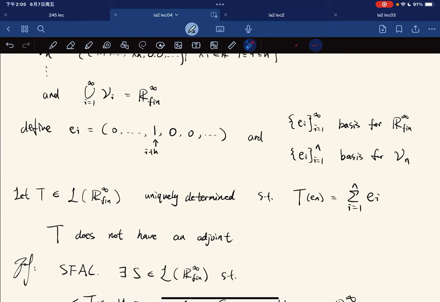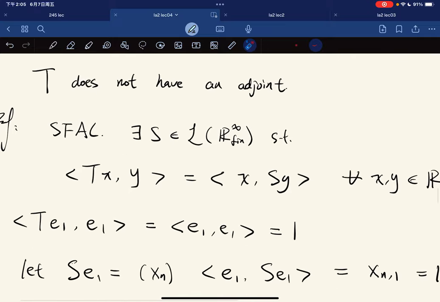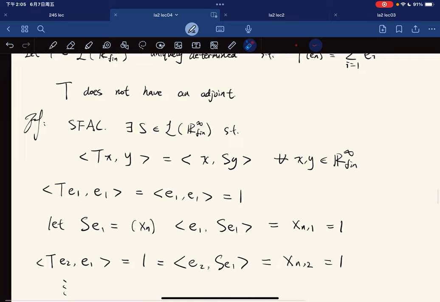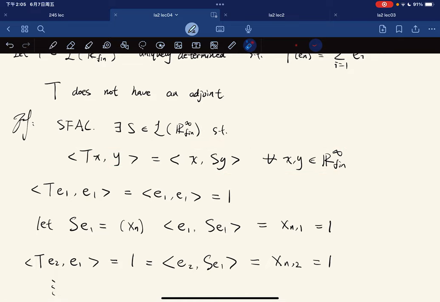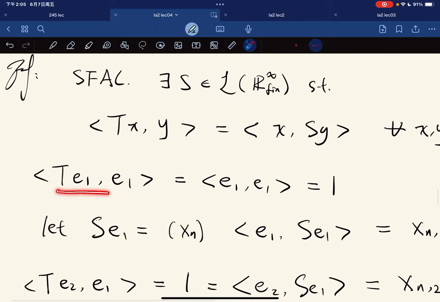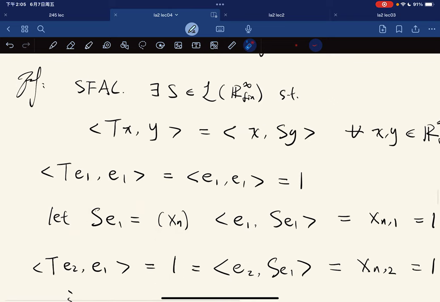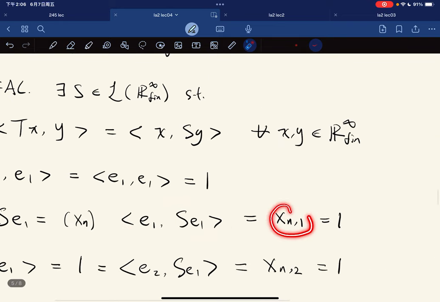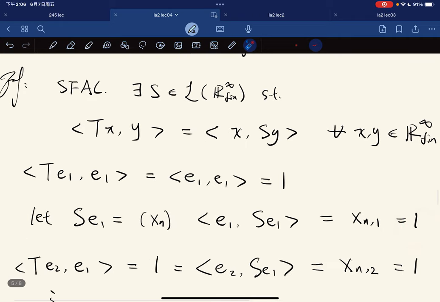To prove this, of course, we argue by contradiction. Suppose there exists an adjoint S satisfying the defining property. Then <T e1, e1> equals <e1, e1>, which equals 1. Let S e1 be a sequence. Then these two are equal: <e1, S e1> equals <T e1, e1>. If you take the inner product of S e1 with e1, you realize that this gives you the first term of the sequence, which is equal to 1.